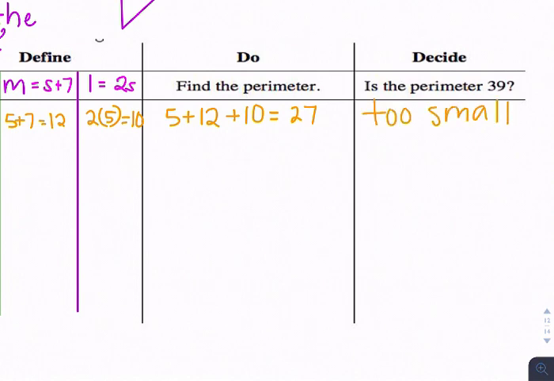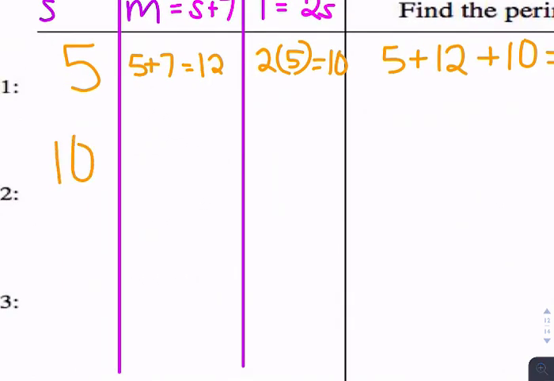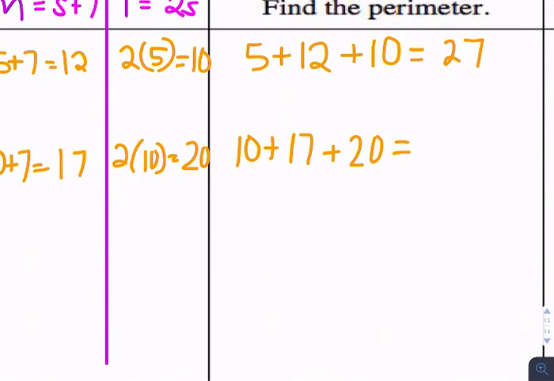And having this too small or too big is kind of a nice way to help you start thinking about what your next step is going to be. So my answer of 5 was too small. So what if I tried maybe 10 next? So now to get my medium, I'm going to do 10 plus 7, and I get 17. And then 2 times 10 is 20. And I add again, so 10 plus 17 plus 20. And I get 47.